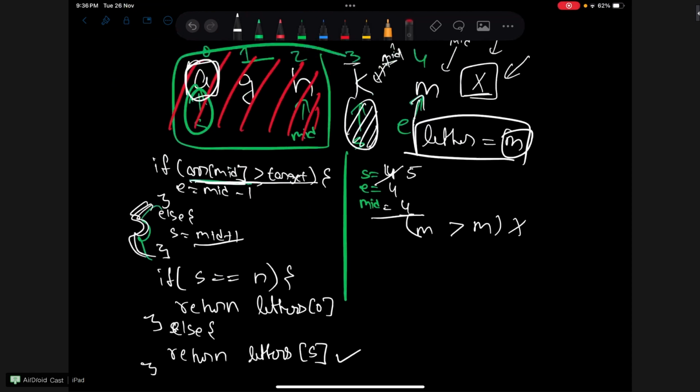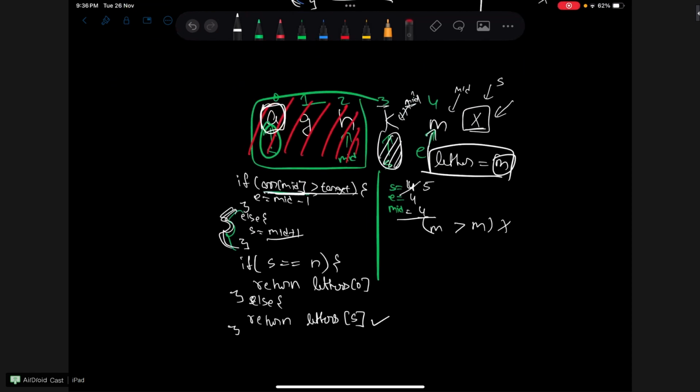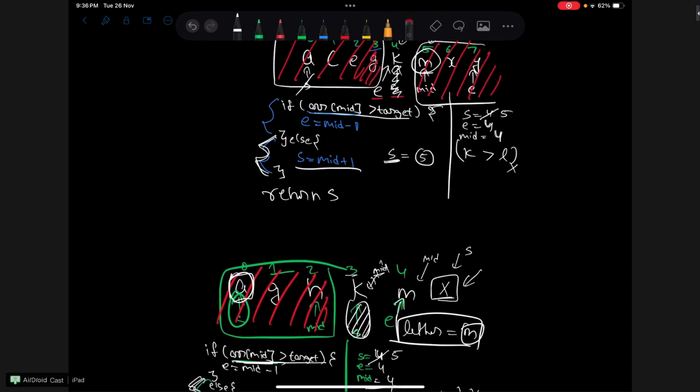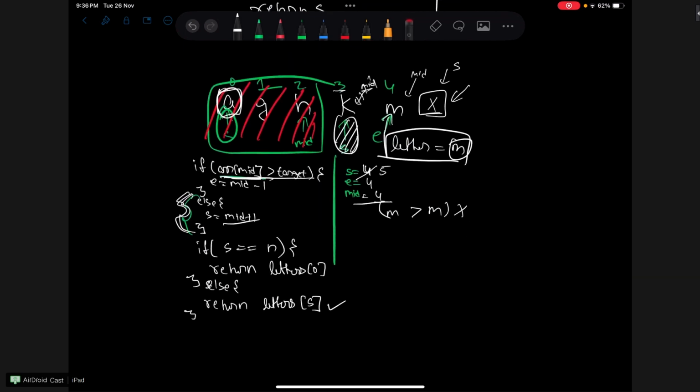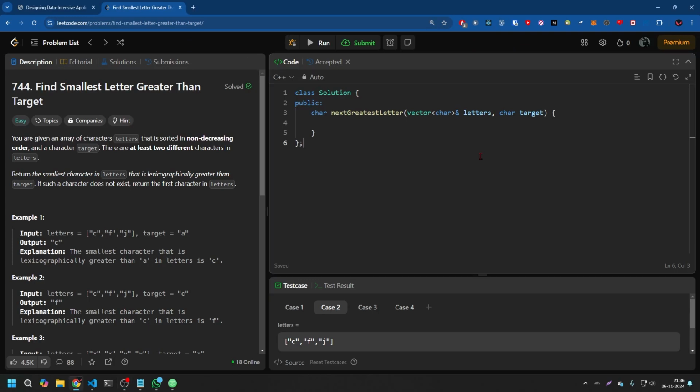Okay, so we have done dry run on 2 examples. Now let's just get back to the code and finish up the code. So let's solve in Leetcode. We have class solution, and let's perform a binary search solution.